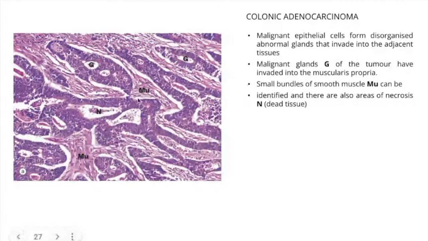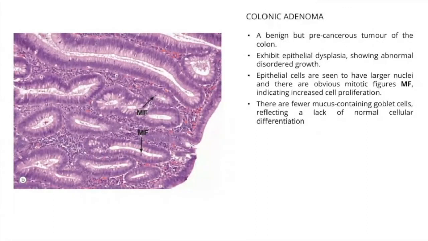So if you look at this picture, you can see there is a disorganization of the cell organization, and there are small bundles of muscle, the MU, that can be identified. And there is also an area of necrosis, which is dead tissue. And also colonic adenoma, a benign but precancerous tumor of the colon. So if prolonged, it can transform into a malignant type.